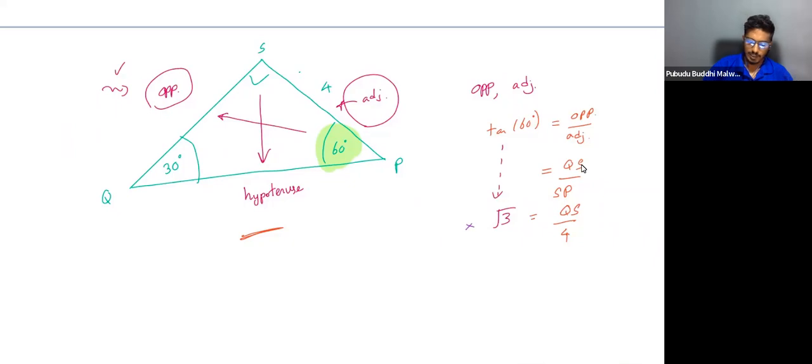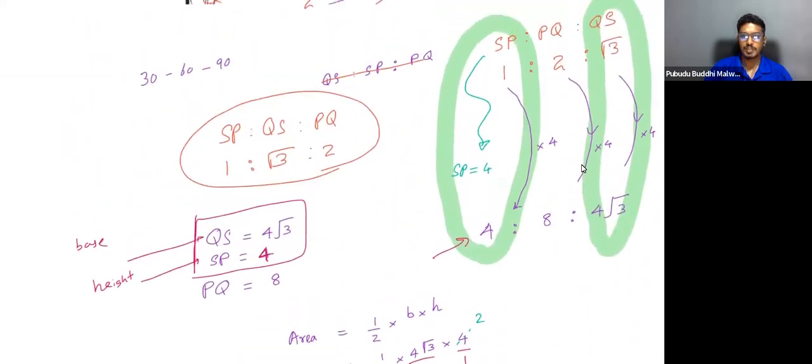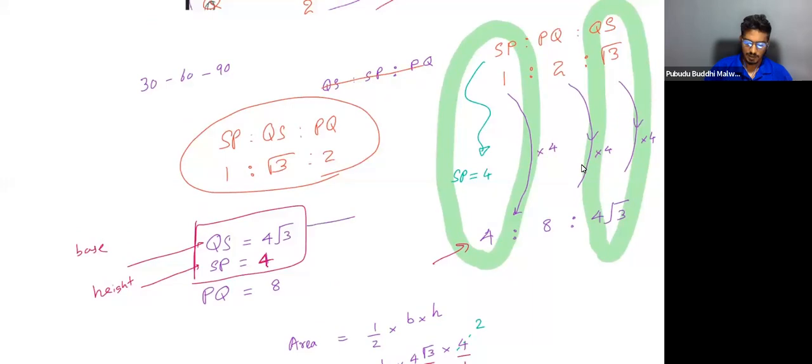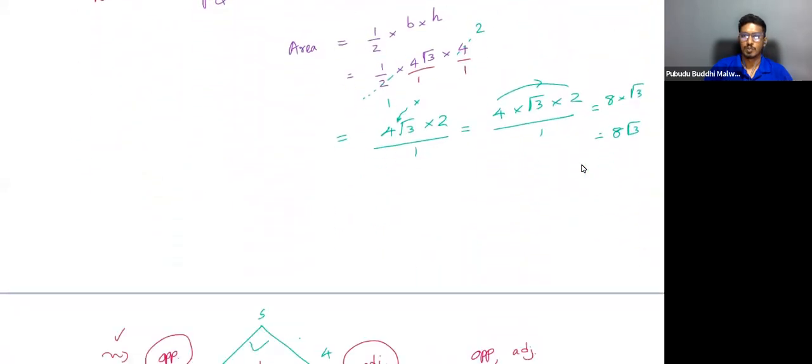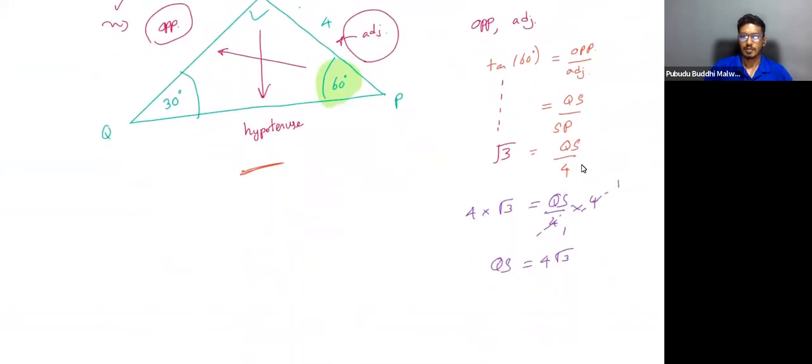Okay, let me do that in the next step. 4 times root 3. 4 and 4 can cancel. QS equals 4 root 3. I think that's what we got using this method. So using the previous method, we got the same answer. You can use either method.